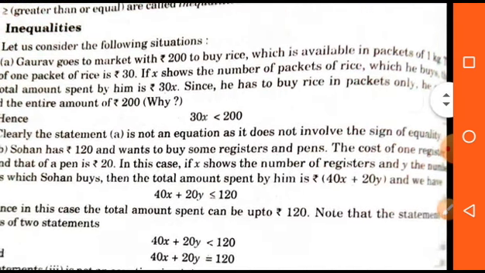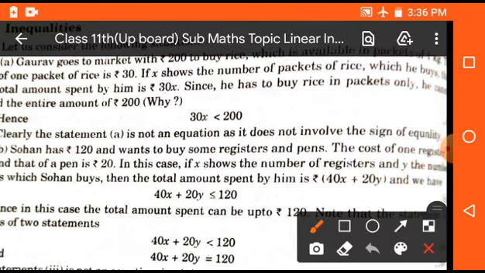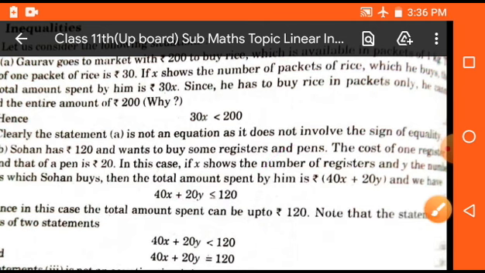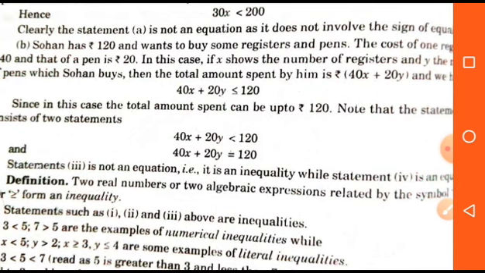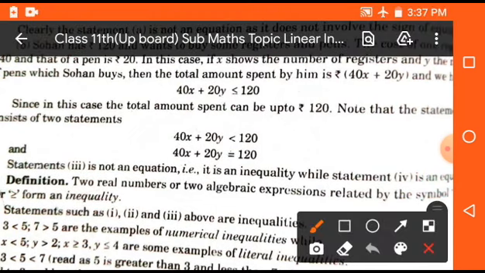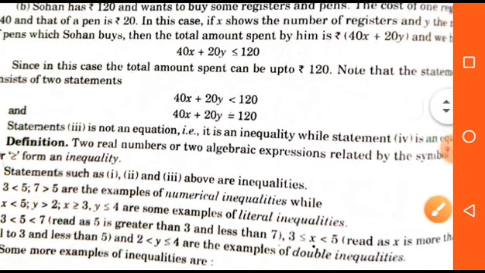If we consider an example of linear inequality in two variables, then we find that 40x plus 20y is less than or equal to 120. So it is an example of linear inequality in two variables. Now the definition of linear inequality is given as: two real numbers or two algebraic expressions related by the sign less than, greater than or equal is called linear inequality.